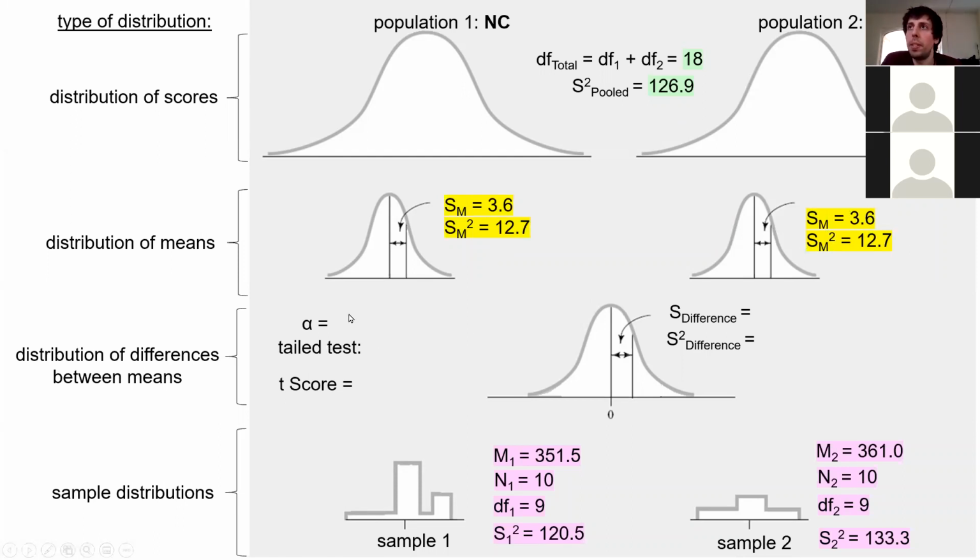So the next thing we're going to have to do is figure out first the variance and then the standard error of our comparison distribution, the distribution of differences between means. As you can see, we don't have very much work left to do in the problem.